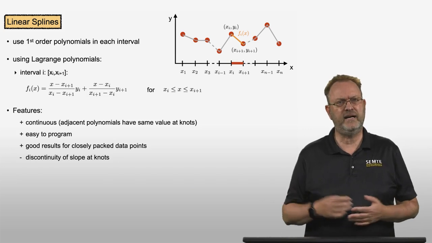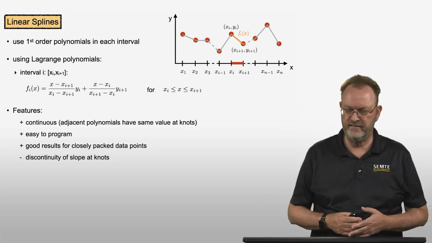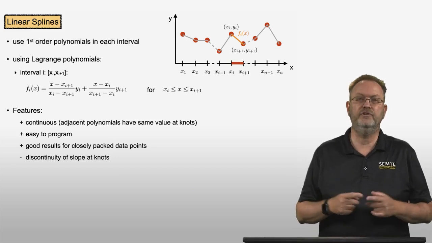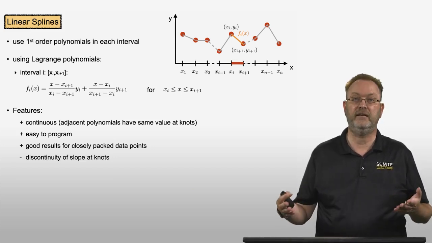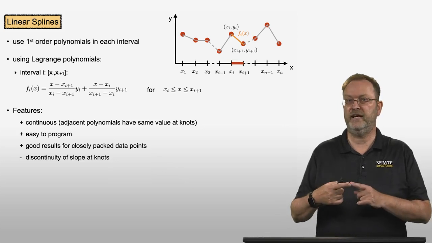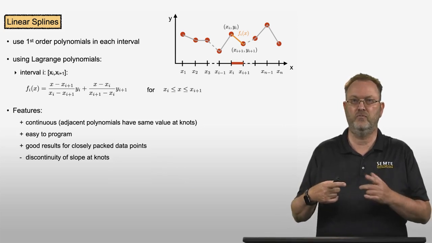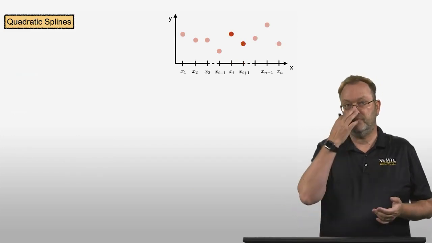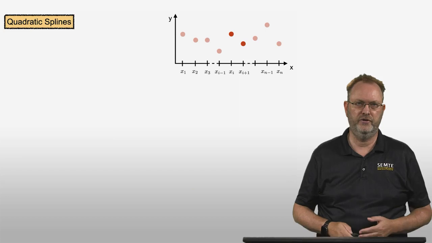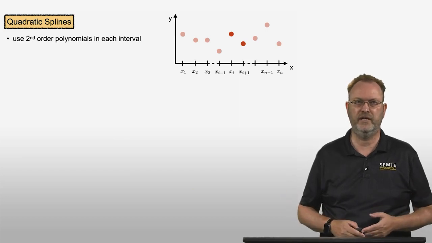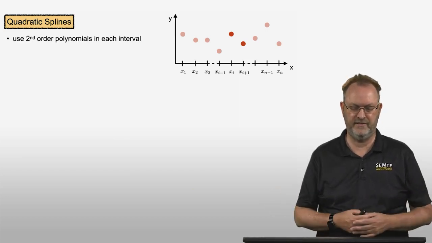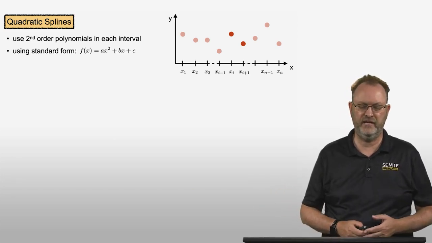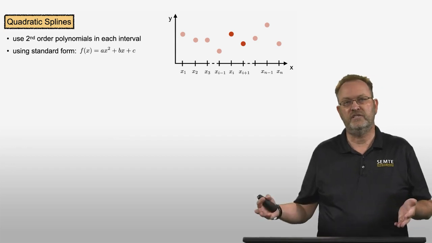Now, the downside of linear splines is, if you look at these linear splines drawn up there, there's a discontinuity of the slope at the knots. The slope of the lines just jumps from one interval to the next. And in order to address this, we will have to go beyond first-degree polynomials to second-degree interpolation polynomials, or so-called quadratic splines. So the idea is just to use a second-order polynomial in each interval. And we're going to use the standard form.